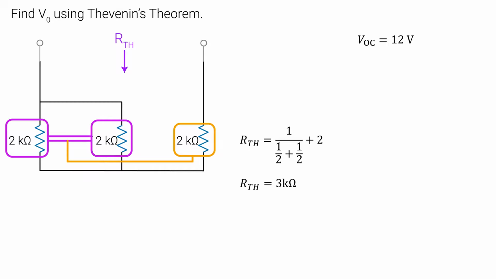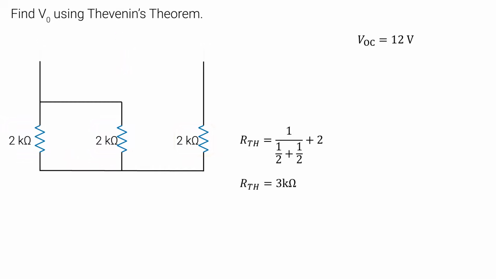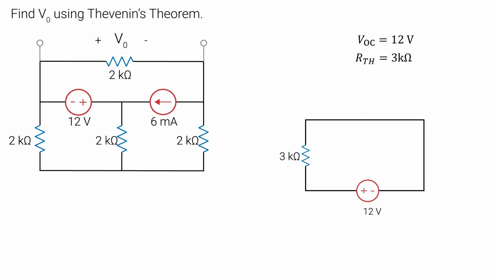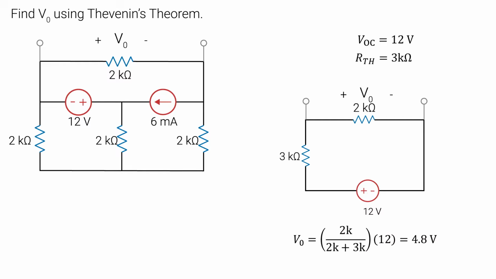Now that we have both VOC and RTH, we can draw a new circuit with those values. We have the voltage in series with the resistor, and here we can place our load, which was the 2K ohm resistor. The last step is to use voltage division to figure out V0. We get 4.8 volts, and that's our answer.